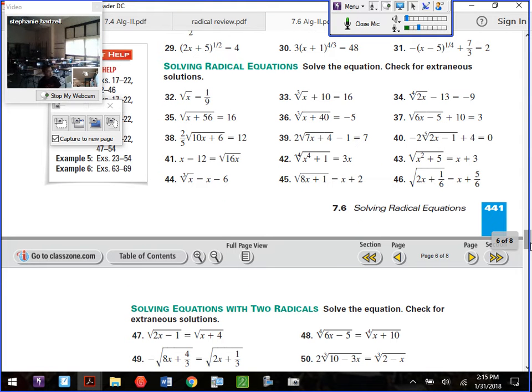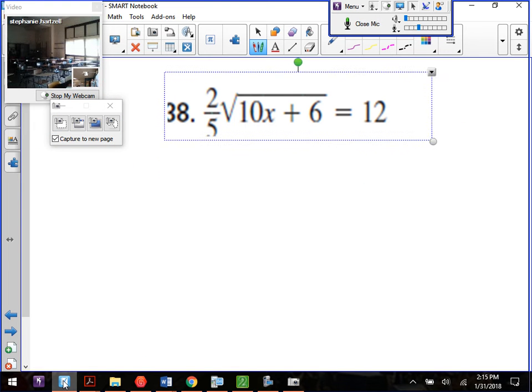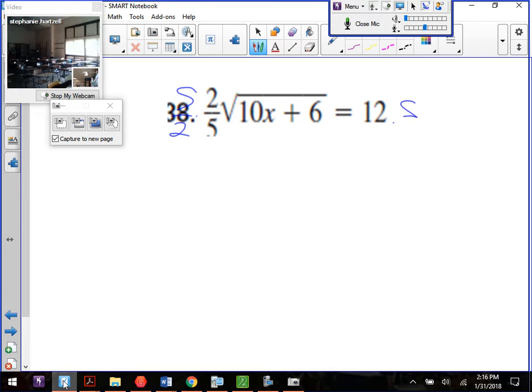You said 38? Okay. What would you do first? If I'm already multiplying by 2/5, how do I undo it? I multiply by 5/2. You've got to go with the reciprocal. So multiply by the 5/2. So now you have 10x plus 6 is 30. Okay, there you go.